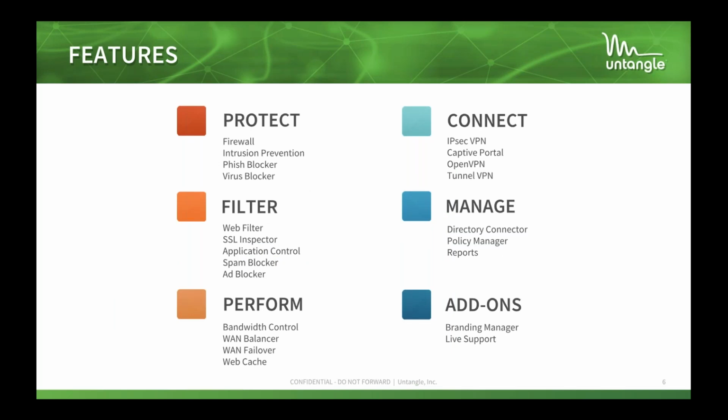Specifically, our apps can be broken up into 6 categories, as you can see here. Firewall, intrusion prevention, phish blocker, virus blocker, those are all meant to protect your network from external sources. Filtering, web filter, SSL inspector, app control, spam blocker, ad blocker, content filtering to make sure that your users are only going to places that they should be. Performance, bandwidth control, WAN balancer, WAN failover, web cache to make sure you're getting the most out of your internet connectivity.